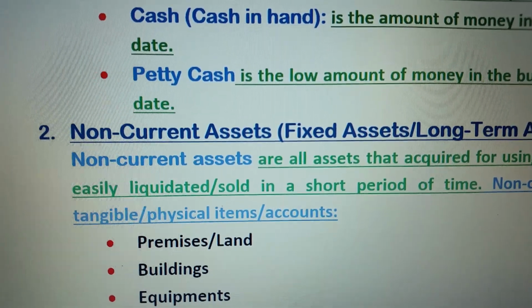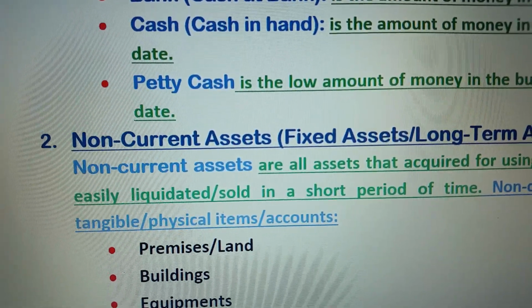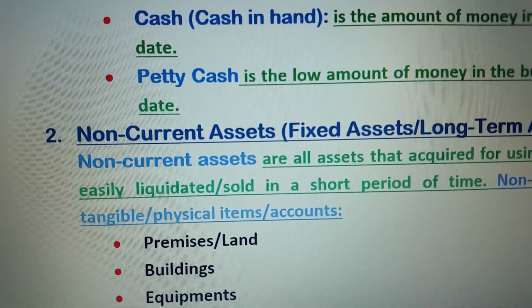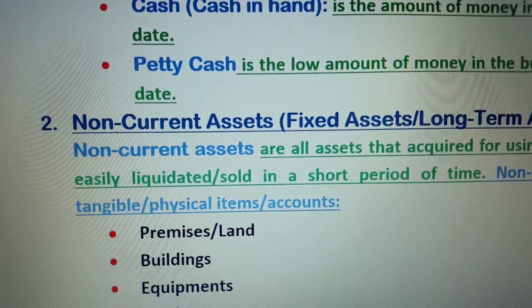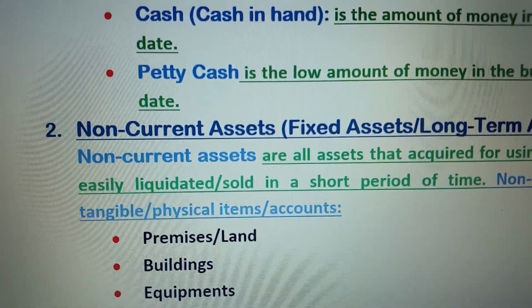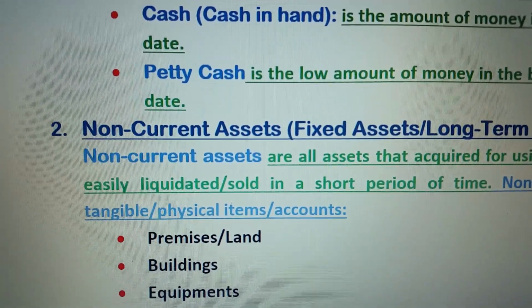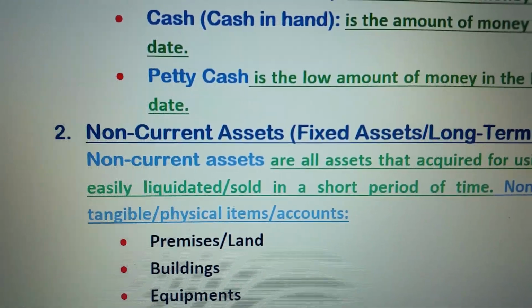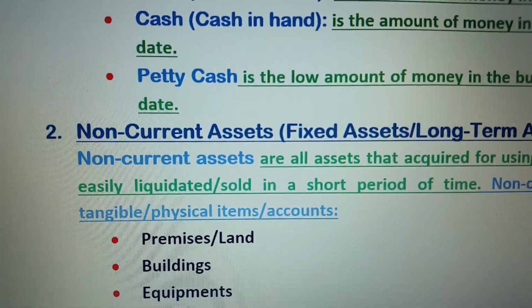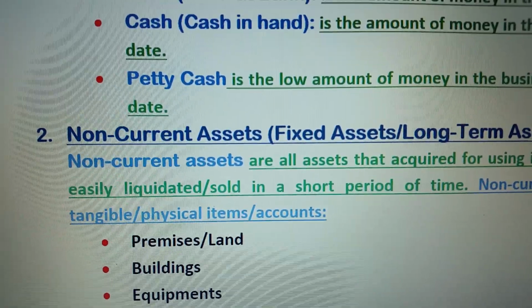Again, assets are items owned by a business, and we can classify assets into two categories: current assets and non-current assets. Current assets include inventory, trade receivable, prepaid expenses, bank, cash, petty cash.